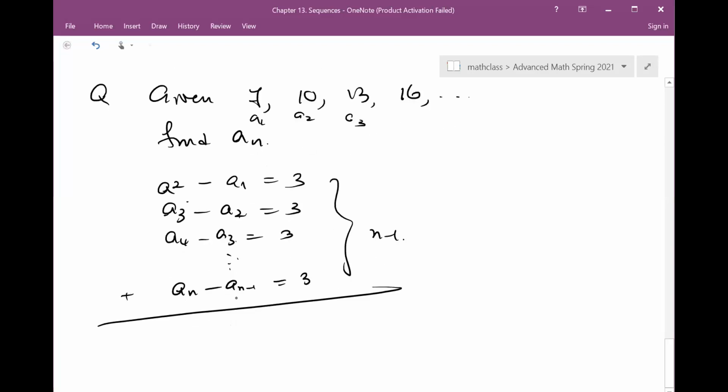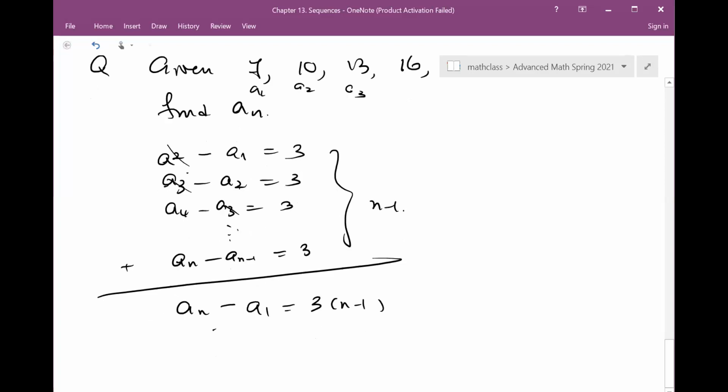Then when added together, all the terms in the middle will be canceled out. So what is left is AN minus A1 equals 3 times N minus 1, because we have N minus 1 equations. Okay, so AN equals A1, and A1 is 7. If you multiply this out, it's going to be 4 plus 3N. Okay, you can simplify. So this is the general term.